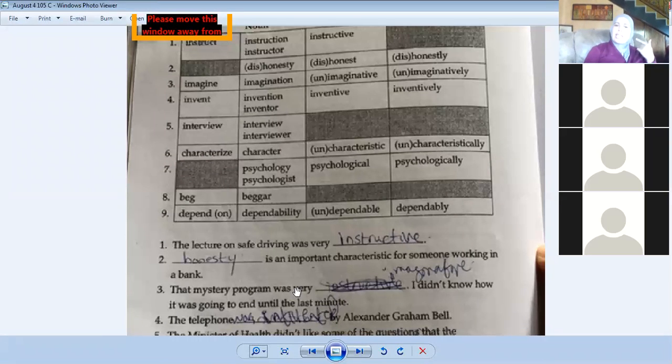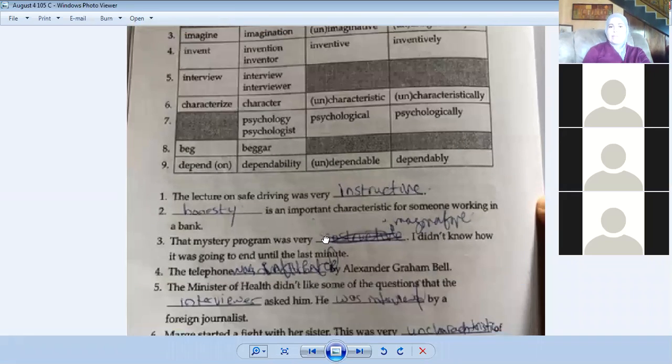So we have to take this part of the sentence as a context clue in order to complete the sentence. Mystery program. A program with what? Puzzles, guys, okay? And it has mystery. Mystery. Was very what? So the best word here, guys, is imaginative. All right? It has a lot of imagination. Why? Because I didn't know how it was going to end until the last minute.